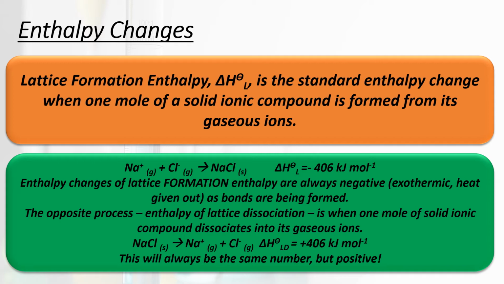The opposite process is called the enthalpy of lattice dissociation. So this is the reverse equation, taking our solid ionic compound, breaking it up into gaseous ions. The definition of lattice dissociation is when 1 mole of a solid ionic compound dissociates into its gaseous ions. This will always be the same number as the lattice formation, but the opposite sign, positive, because we're having to put energy in to break bonds. So always make sure that you're careful, if you're writing a definition, to go for either formation or dissociation. And if you're dealing with it in a calculation, as we'll see with Born-Haber cycles, make sure you use the right one.